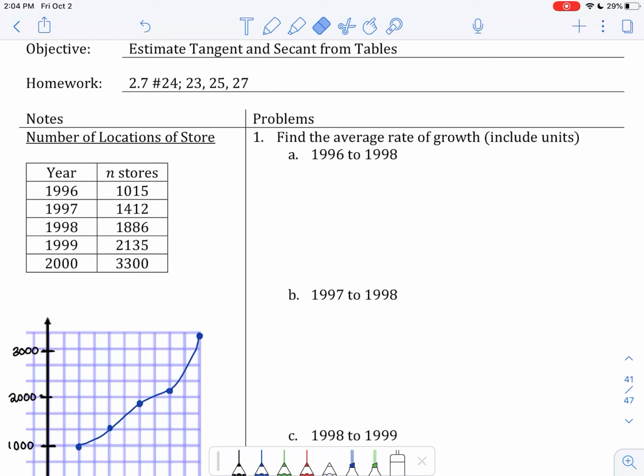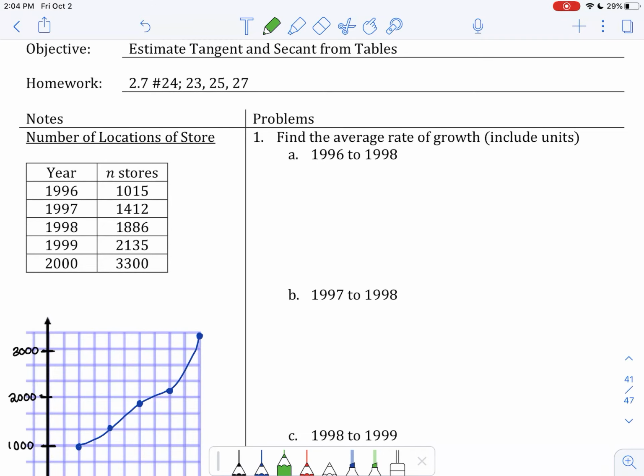Hello, so we're going to keep going for our last lesson in 2.7. Now this one is going to be really similar to some of the things we've seen before, so if you feel confident about using tables and graphs for tangent lines and secant lines, feel free to skip the notes on this one and go straight ahead into working for your 30 minutes on your homework. If you want to do the review, get yourself all ready and we're going to get started.